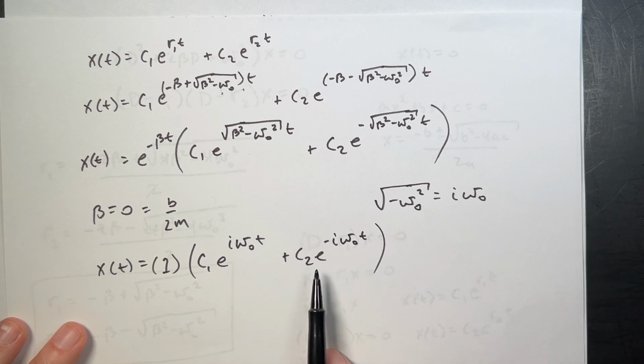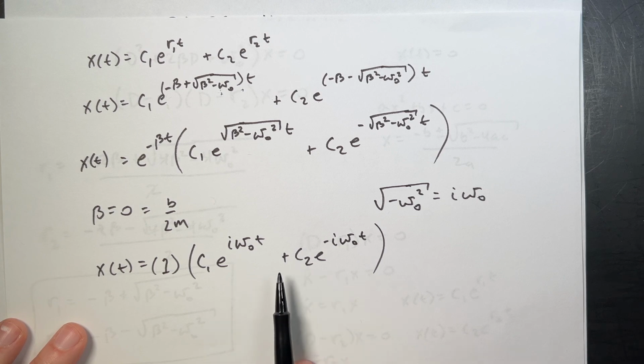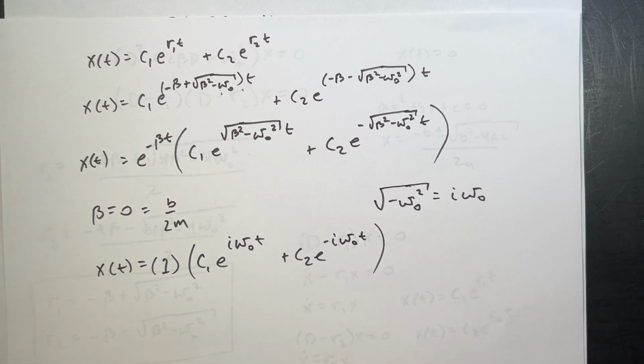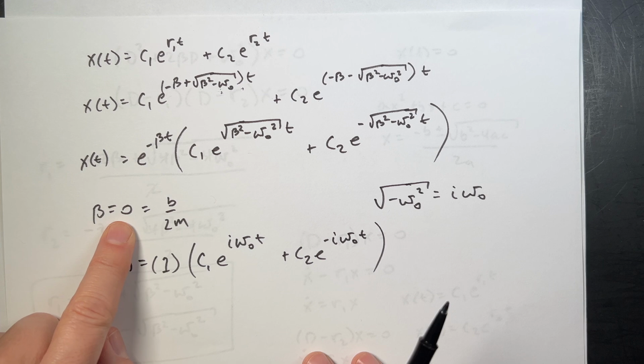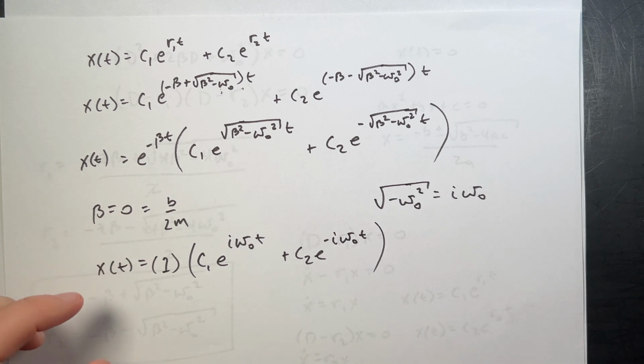You could write it as a sine omega t plus b cosine omega t, or you could write this as a cosine of omega t plus phi. Either whatever you want to do. But this is one of those solutions. That is a simple harmonic oscillator. And that's good, right? Because this is a simple harmonic oscillator.